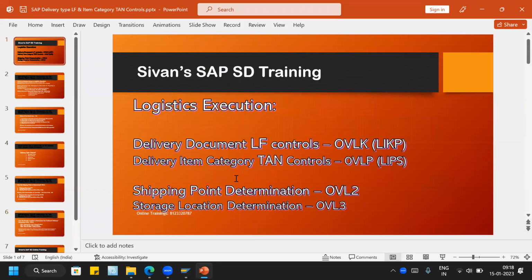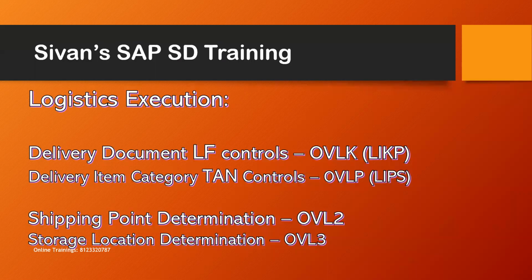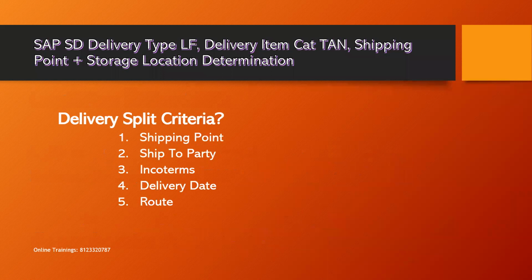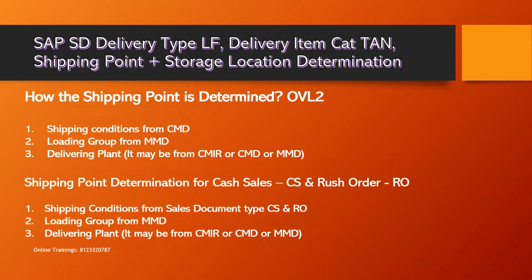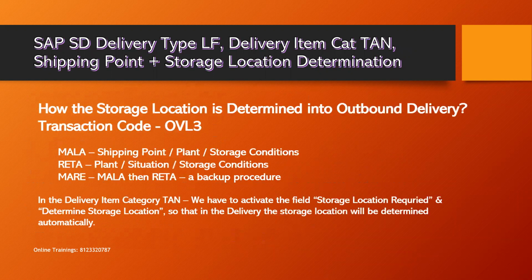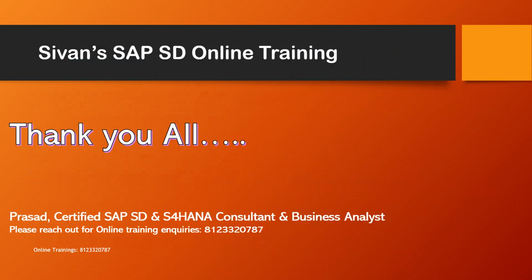So we have seen all the parameters, step by step: what is the delivery, what is the post goods issue, the effects of delivery split criteria, how the shipping point will be determined for the standard sales document types, and the cash sales order as well as rush order, and how the storage location will be determined. All these processes we have seen.